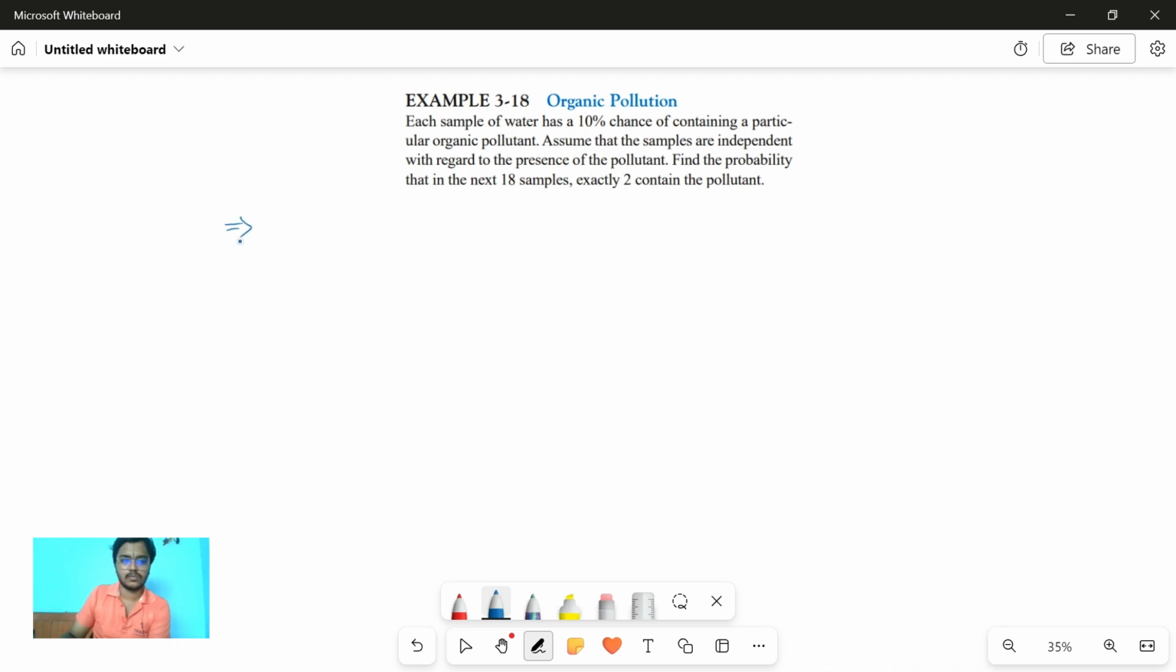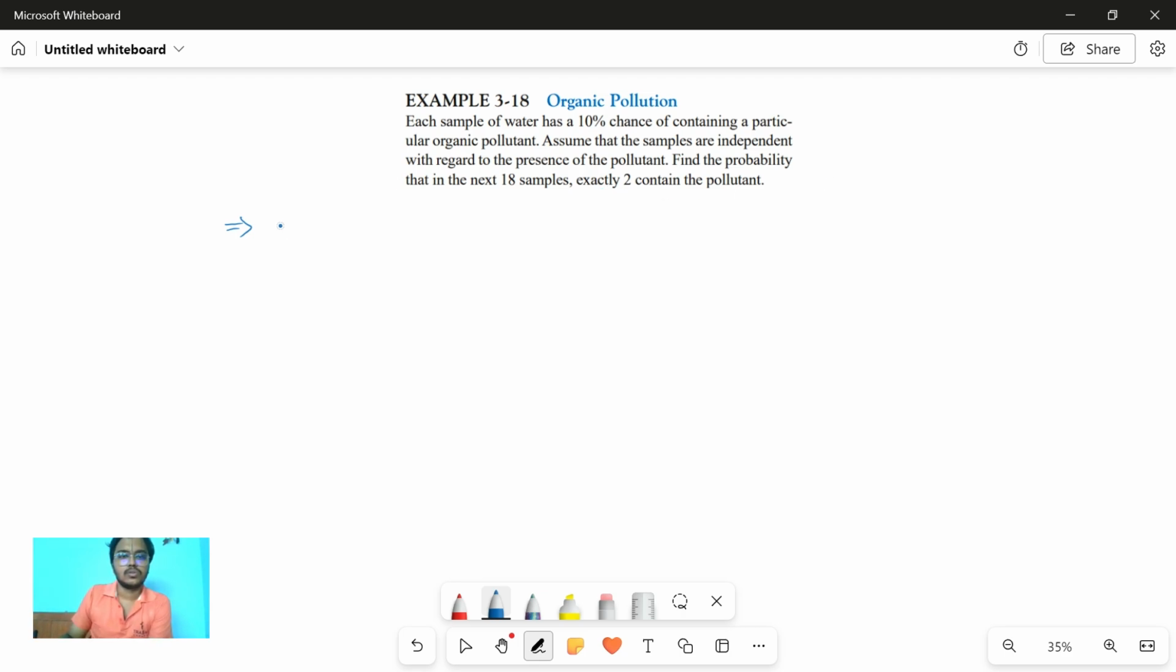Okay. Now, first problem. Each sample of water has a 10% chance of containing a particular organic pollutant. Assume that the samples are independent with regard to the presence of the pollutant. Find the probability that in the next 18 samples, exactly 2 contain the pollutant.